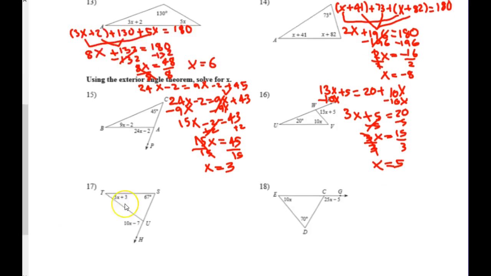All right. 17. Outside equals remote interiors added together. So 10x minus 7 equals 3x plus, and then this 3 plus 67 gives you 70 when you combine like terms. We're going to get rid of the smaller x on both sides. 7x minus 7 equals 70. Get rid of this loner, and then divide. 77 divided by 7 is 11.